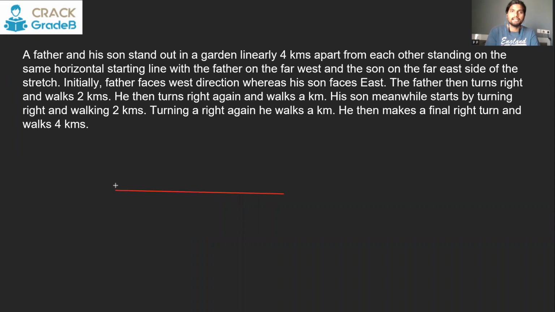So first of all, father and son have a distance of 4 kilometers between them. Father is on the far west and son is on the far east. Initially, father faces the west direction, whereas son faces the east direction.